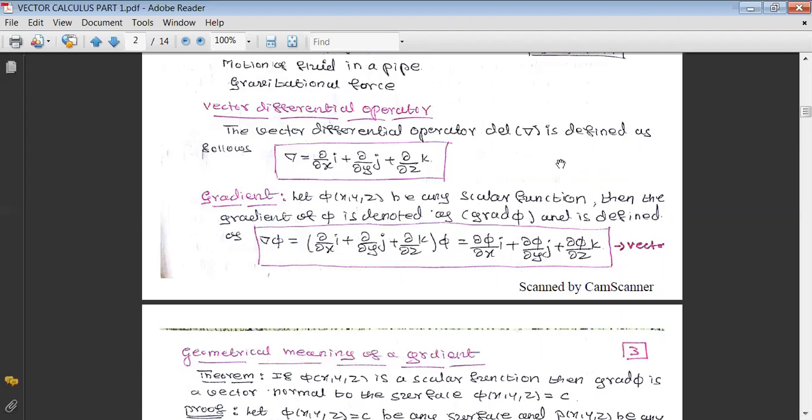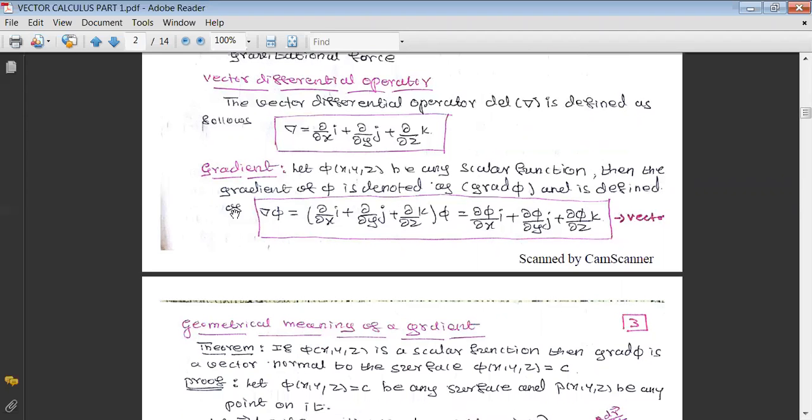First, let us consider what is gradient. Let phi of x, y, z be any scalar function. Then the gradient of the function phi is denoted as grad phi and is defined as del phi. Del is nothing but dou by dou x i plus dou by dou y j plus dou by dou z k, and it has to operate on the scalar phi.